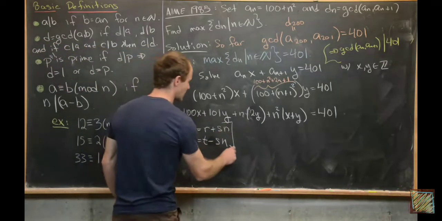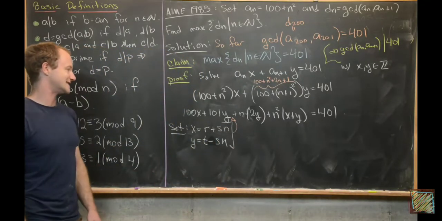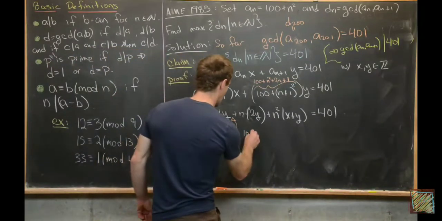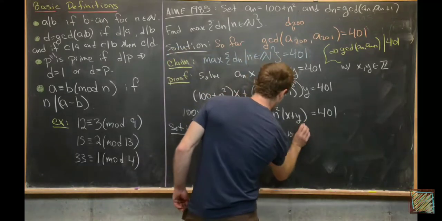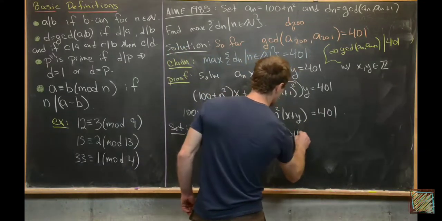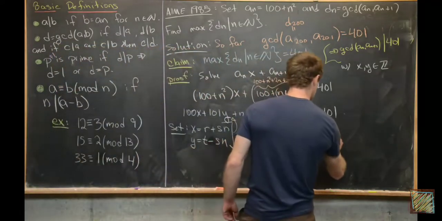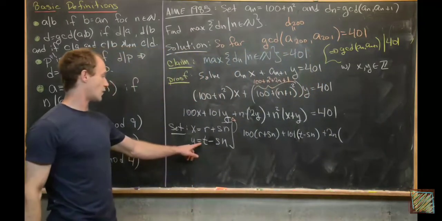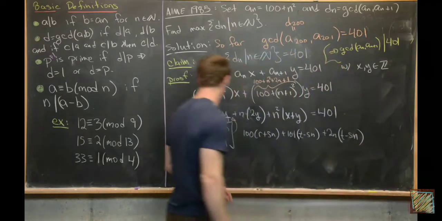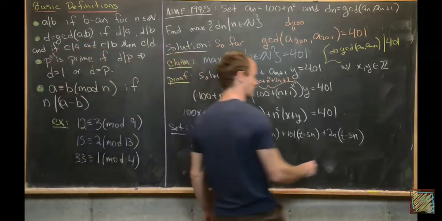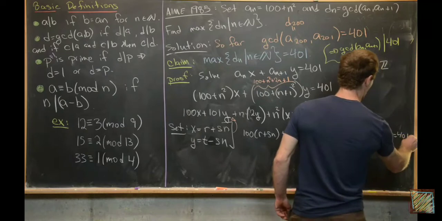Okay, so now let's go ahead and shove this version of x and y up into our original equation and see what we get. So we're going to get 100 times (r plus sn) plus 101 times (t minus sn), like that. And then we're going to have plus 2 times n times y, which is t minus sn. And then we've got x plus y, but that's going to be r plus t times n squared. So we've got n squared (r plus t). So that's going to equal 401.